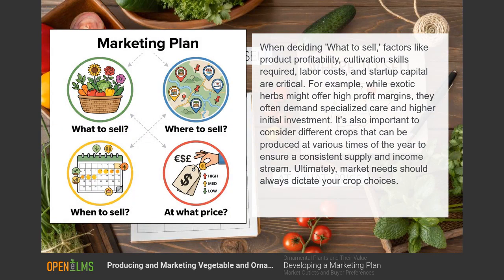When deciding what to sell, factors like product profitability, cultivation skills required, labor costs, and startup capital are critical. For example, while exotic herbs might offer high profit margins, they often demand specialized care and higher initial investment. It's also important to consider different crops that can be produced at various times of the year to ensure a consistent supply and income stream. Ultimately, market needs should always dictate your crop choices.